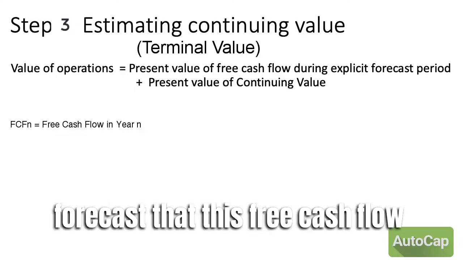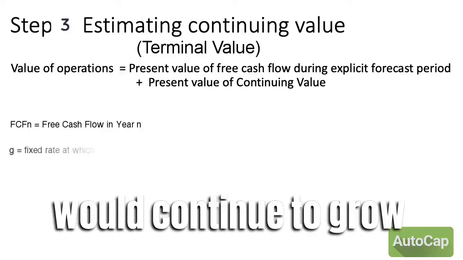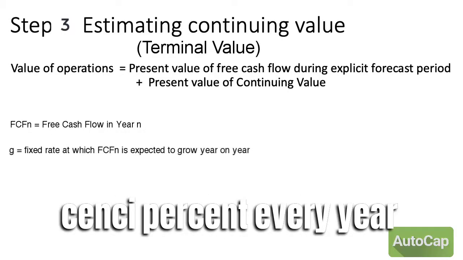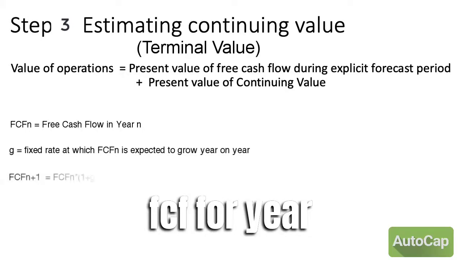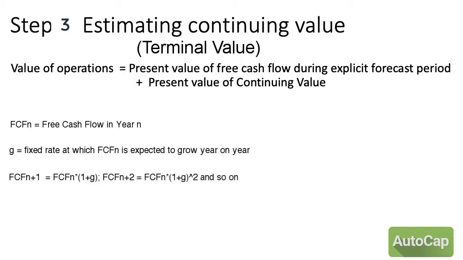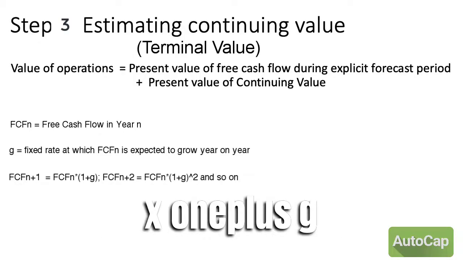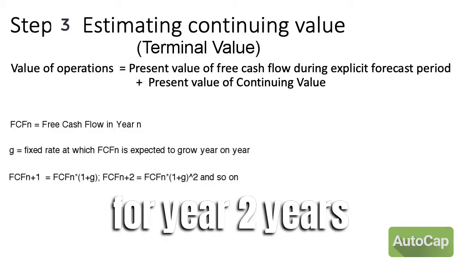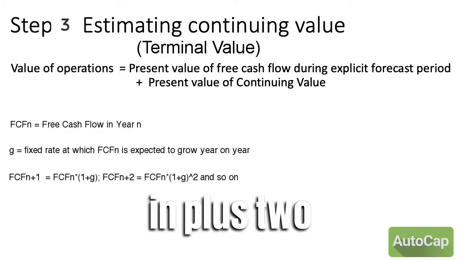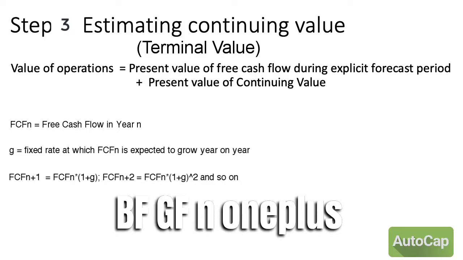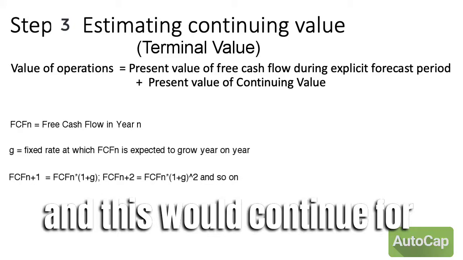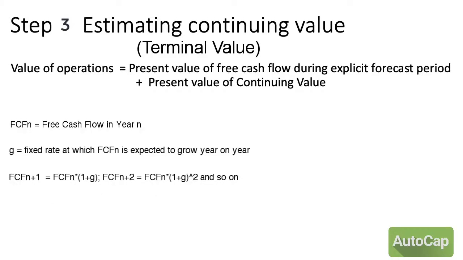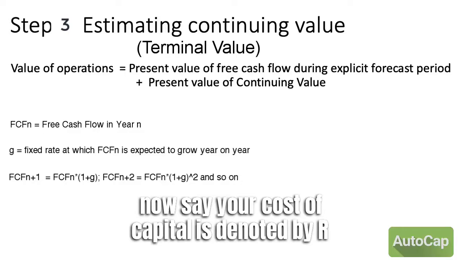Now say you forecast that this free cash flow would continue to grow at a fixed rate, say g% every year after the nth year. So your FCF for year n plus 1 would be FCFn multiplied by 1 plus g. For year 2, that is n plus 2, it would be FCFn times (1 plus g) raised to 2, and so on. And this would continue for perpetuity, that is forever. Now say your cost of capital is denoted by r.